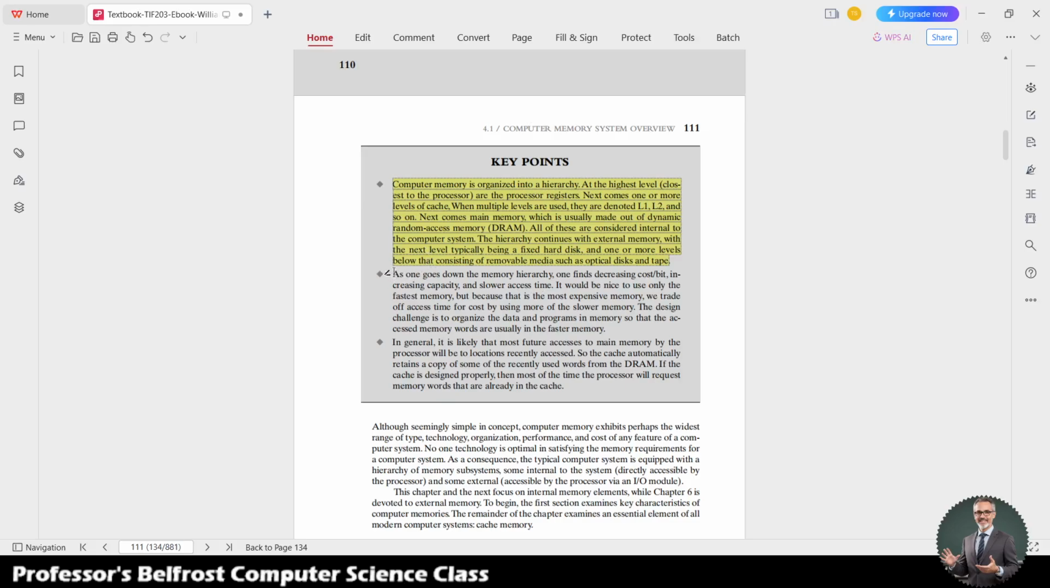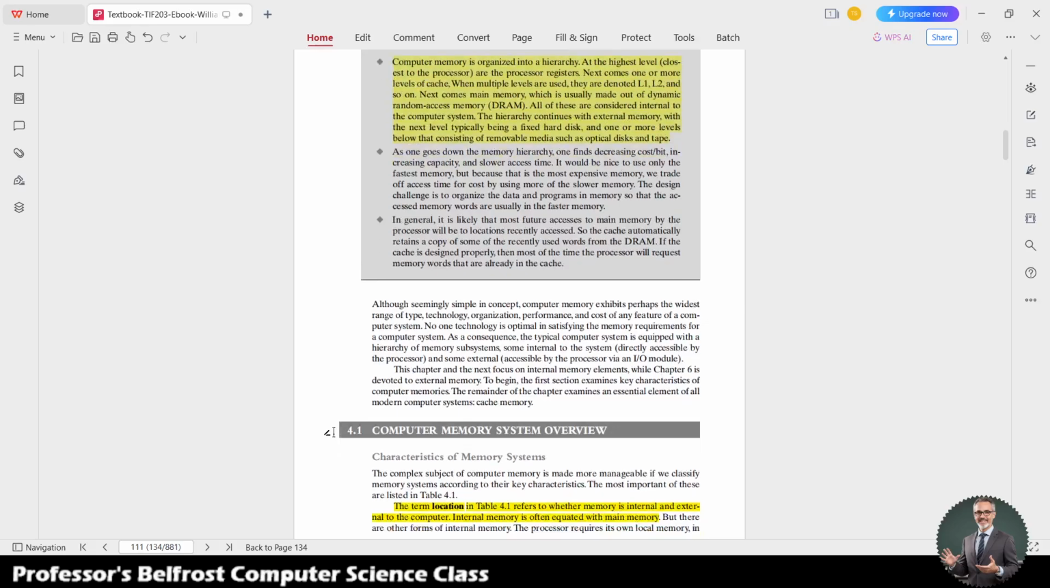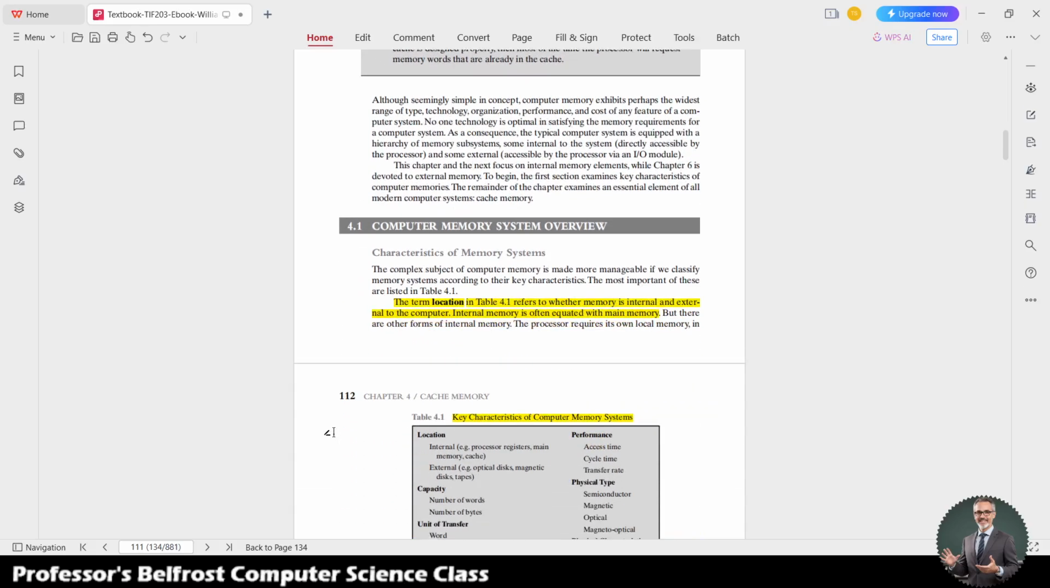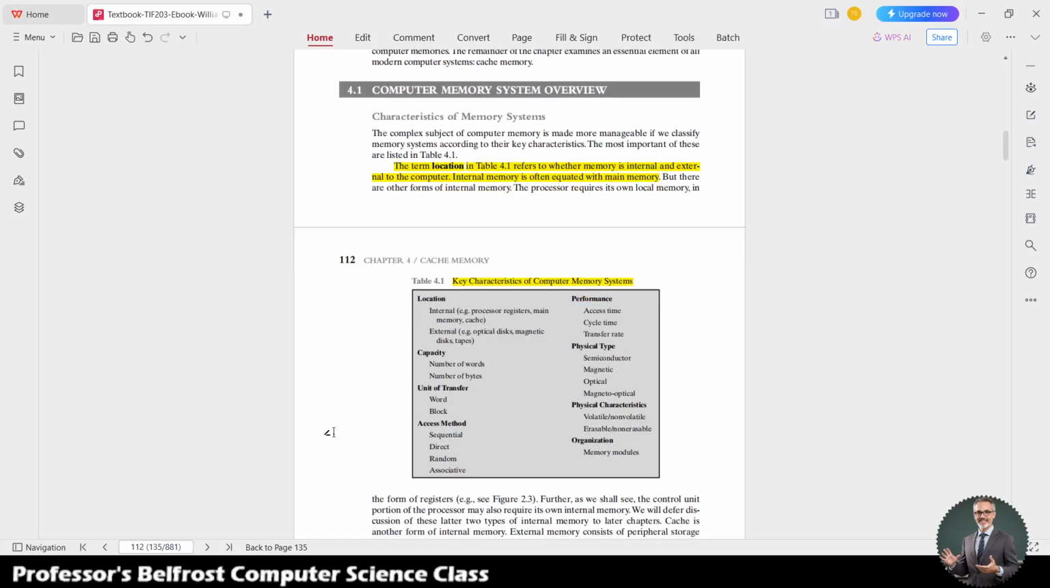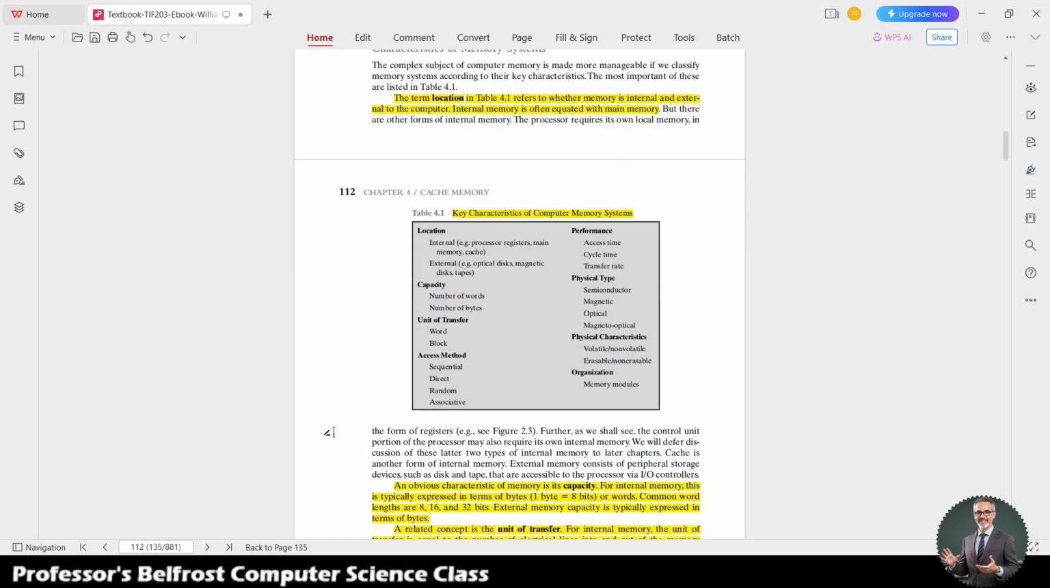As one goes down the memory hierarchy, one finds decreasing cost per bit, increasing capacity, and slower access time. It would be nice to use only the fastest memory, but because it is the most expensive memory, we have to trade off access time for cost by using more of the slower memory. And this is the true challenge. Then let's see the computer memory system overview. Let's look at Table 4.1, the key characteristics of computer memory systems.